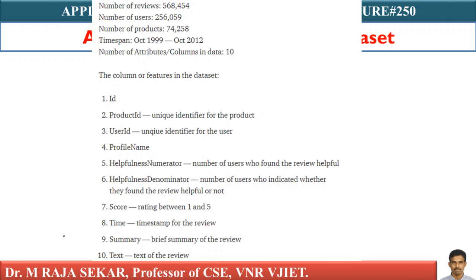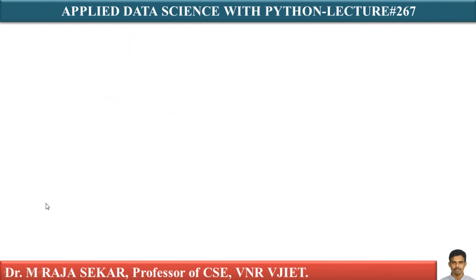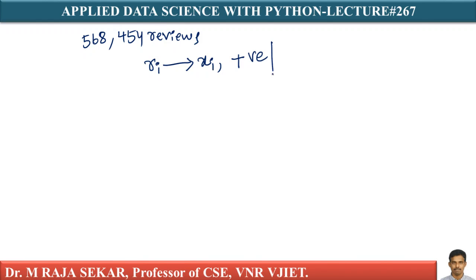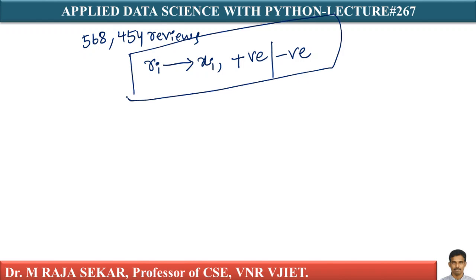Let me write it out. There are 568,454 reviews. For each review Ri, I have a vector representation xi, and also I have information whether that review is a positive review or a negative review. This is the data that we have.